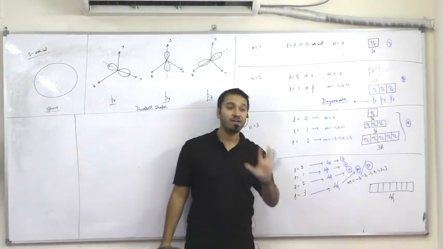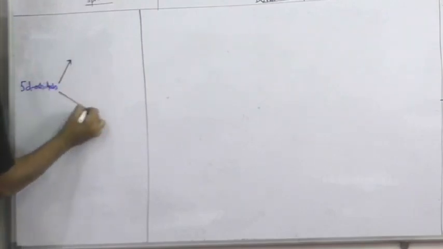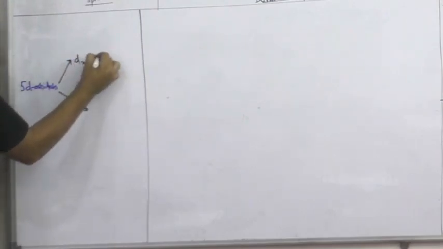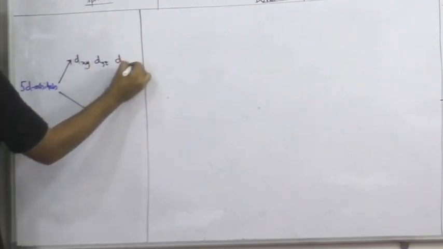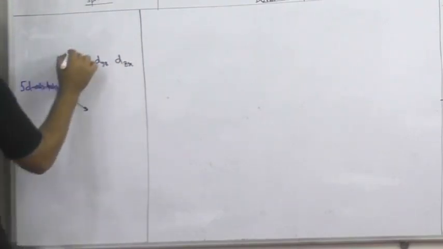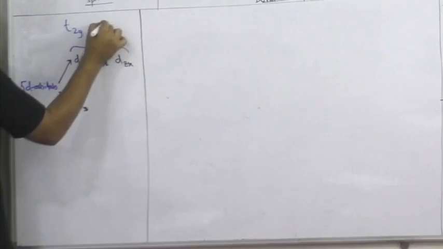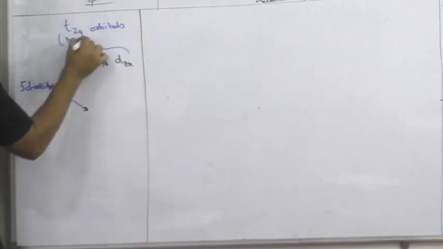Now, how many d orbitals are there? In the d subshell, there are 5 d orbitals, right? Now, the 5 d orbitals, I can classify into 2 types. They are dxy, dyz and dzx. These orbitals together are known as the T2G orbitals. They are also called the non-axial orbitals.